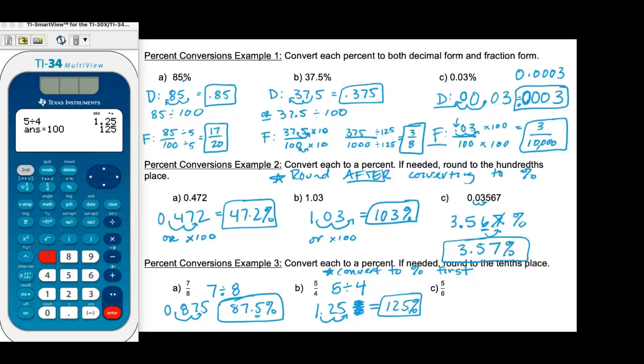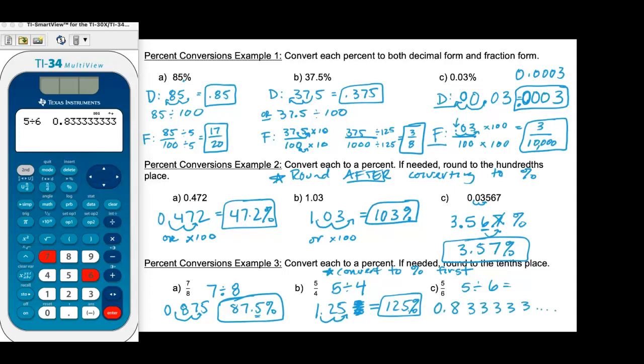And then 5/6, last one. So I take the numerator divided by the denominator. So I'm going to do that in my calculator, and I get this decimal. Now this is a good one because it's a repeating decimal, so it's good that we have some different types of examples here. So the 3 keeps on going.